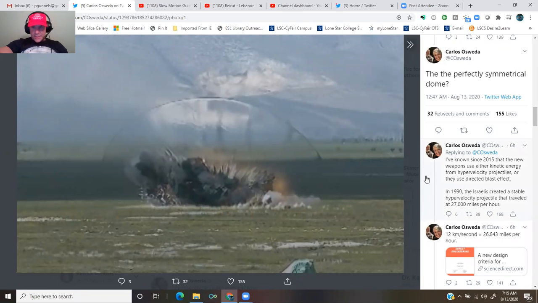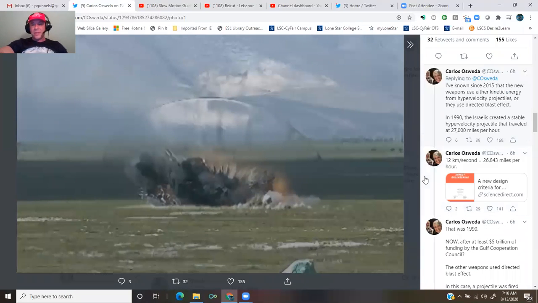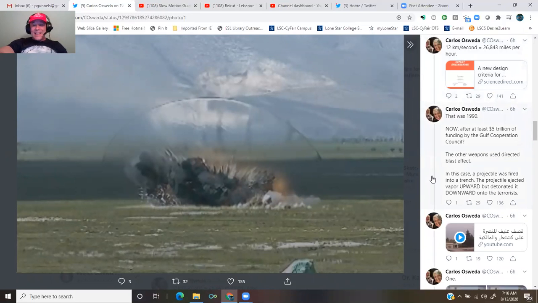I've known since 2015 that the new weapons use either kinetic energy from hypervelocity projectiles or they use directed blast effect. In 1990, the Israelis created a stable hypervelocity projectile that traveled at 27,000 miles per hour, 12 kilometers per second, 26,843 miles per hour. That was 1990.